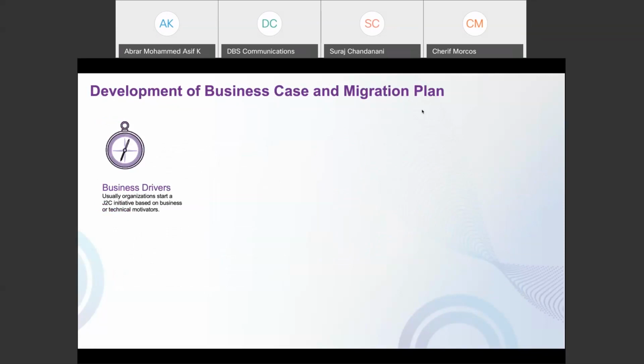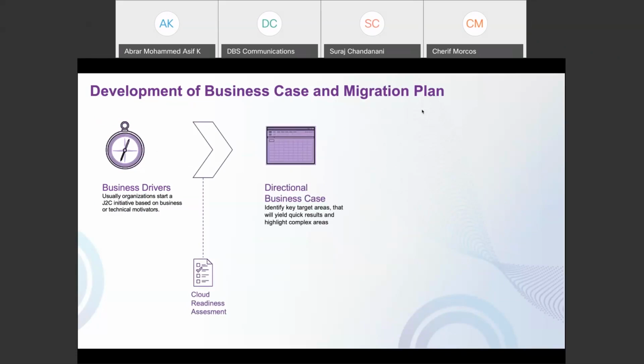Just to put it in context of a typical move to cloud initiative, an organization would have its own business drivers. These could be anything from reducing costs to increasing agility to increasing resiliency. There would be a certain number of business drivers an organization would have. Post a cloud readiness assessment, those business drivers would be mapped with the applications and built into a directional business case. The directional business case is essentially telling you which are the applications you can quickly move, which are the more difficult ones, which will cost more to move, and which are the very complex ones, or which are the ones that you don't need to move.